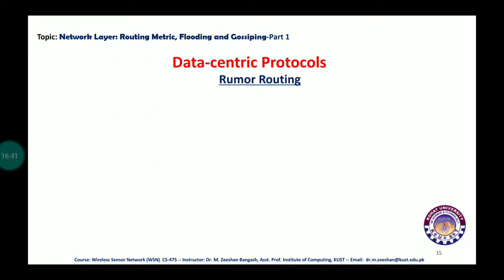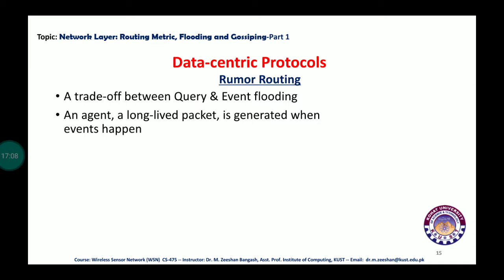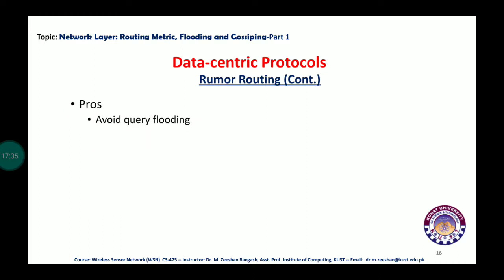So another data centric protocol in the network layer is rumor routing. There is a trade-off that already exists between a query-driven protocol, which we have discussed as data diffusion, and an event-oriented protocol, which we discussed as the SPIN protocol. An agent, a long-lived packet, needs to be generated whenever an event happens. So here there is a long-lived packet generation mechanism. This agent propagates the event to different nodes.